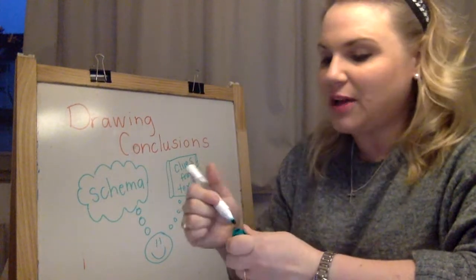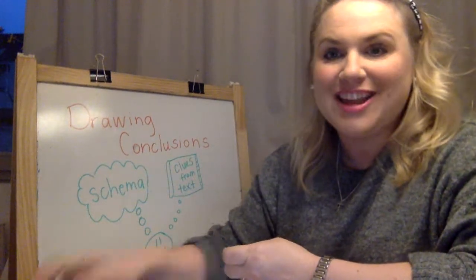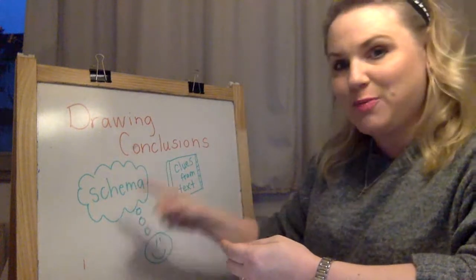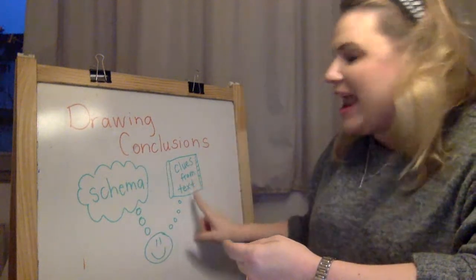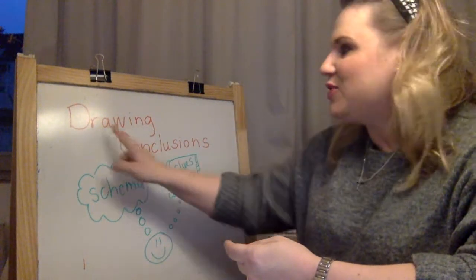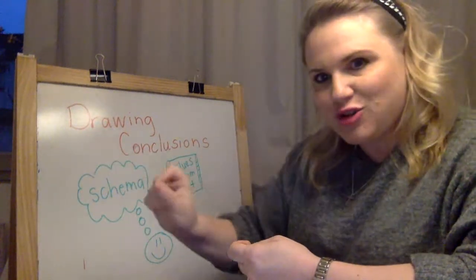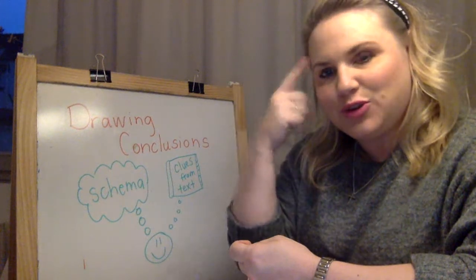and then we can draw a conclusion. Sometimes authors, when they're writing a story, they don't tell you everything in the words. You have to use your schema or your background knowledge, which you already know, and clues from the text, and then you can draw a conclusion. Remember, that's not drawing like drawing a picture. It's something that you do with your brain.